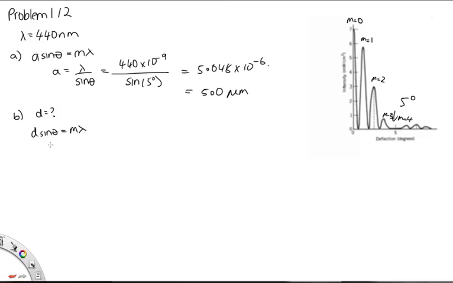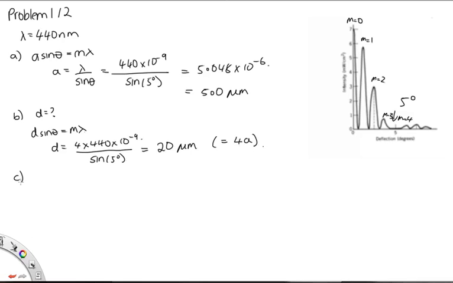So substituting that in, we've got d is equal to 4 times 440 times 10 to the minus 9 over sine of 5 degrees. Now this is going to be 4 times as big as this, so we'll end up with 20 micrometers, which, this will be useful later, this is equal to 4a.